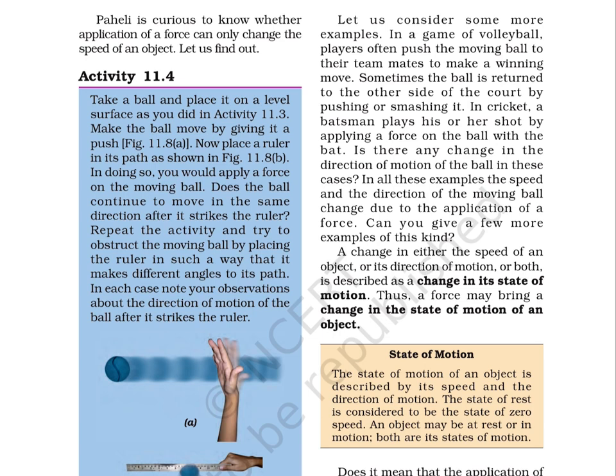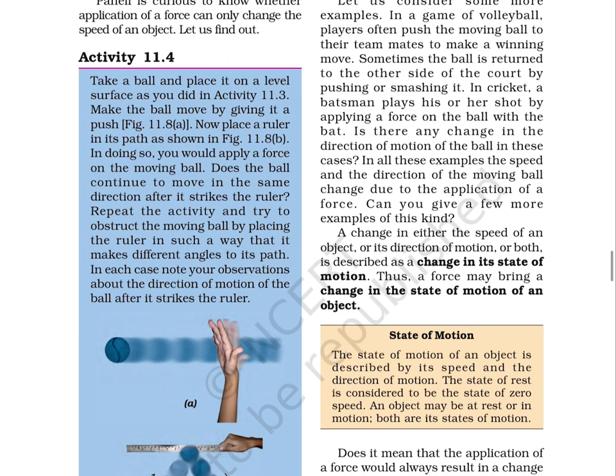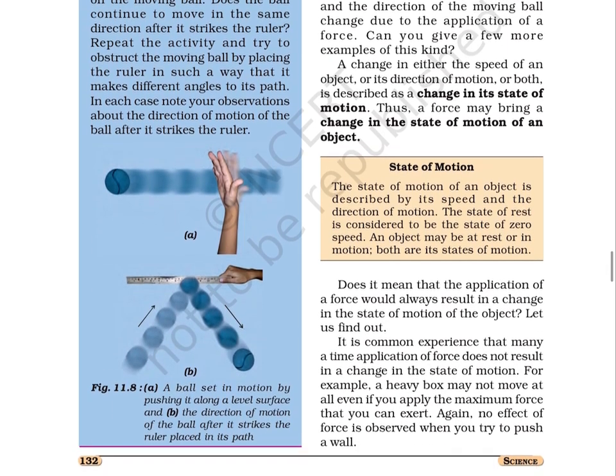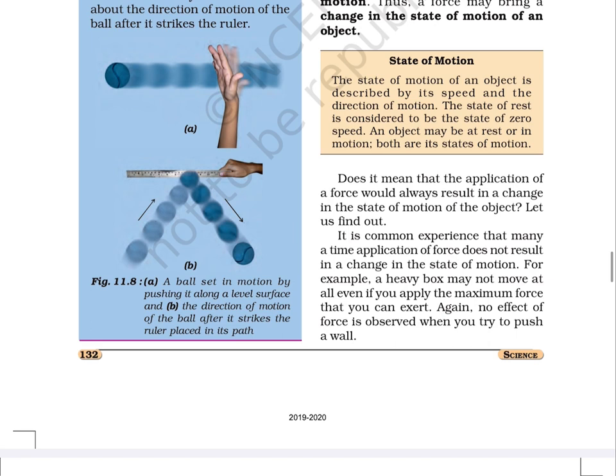A change in either the speed of an object or its direction of motion, or both, is described as a change in its state of motion. Thus, a force may bring a change in the state of motion of an object. State of motion. The state of motion of an object is described by its speed and the direction of motion. The state of rest is considered to be the state of zero speed. An object may be at rest or in motion, both are its states of motion.